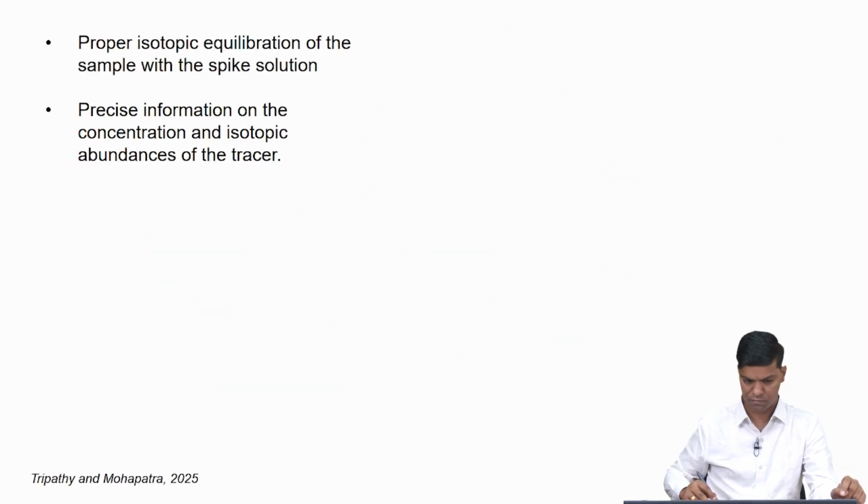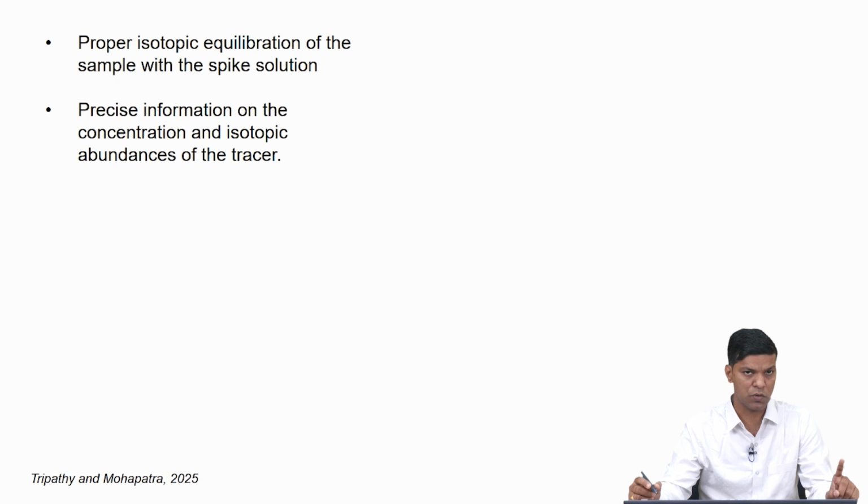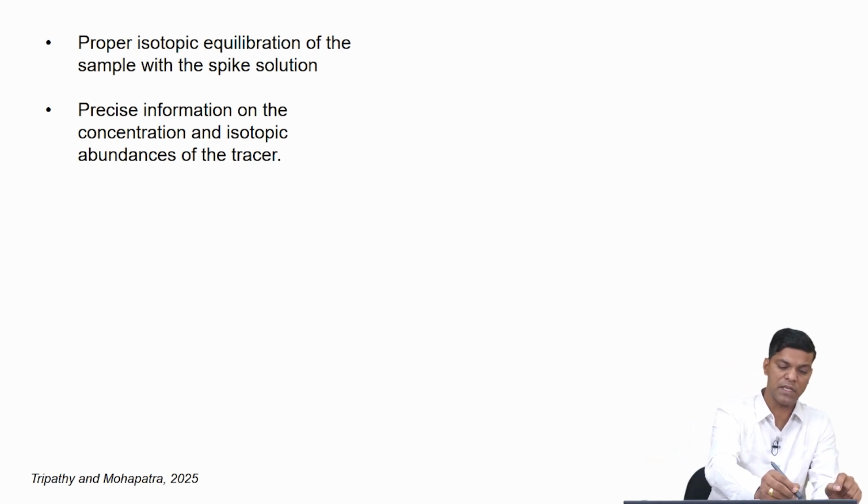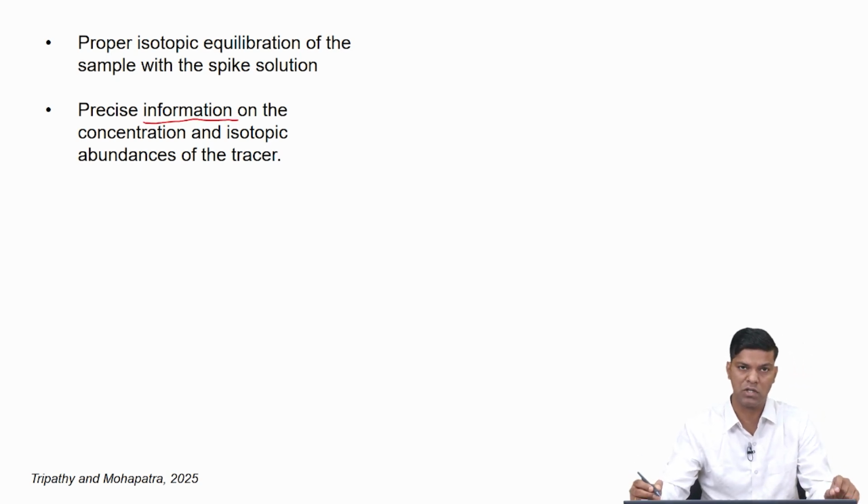For the success of isotope dilution to give you very precise and accurate concentration data and isotopic data, what we need to know is we must have precise information on the concentration and isotopic abundance of the tracer. The spike that you are adding, we must know the exact concentration and isotopic abundance of that spike. Often you can calibrate these concentration and isotopic informations before your isotope dilution measurement, so that it is correct.